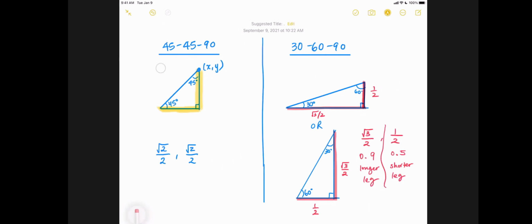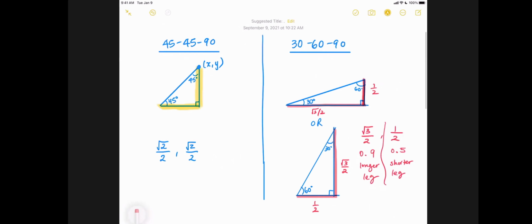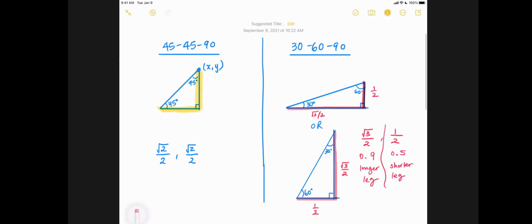If we look at the 45, 45 case, for some increment of 45 degrees, your coordinate points are the same because these leg lengths are the same. That was the property of this 45, 45 special right triangle. So all you have to do is use these coordinate points, but change the signs accordingly, depending on which quadrant the 45-degree angle is in.